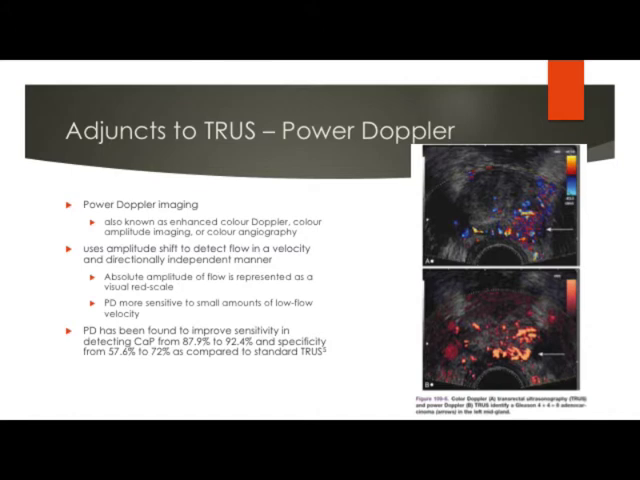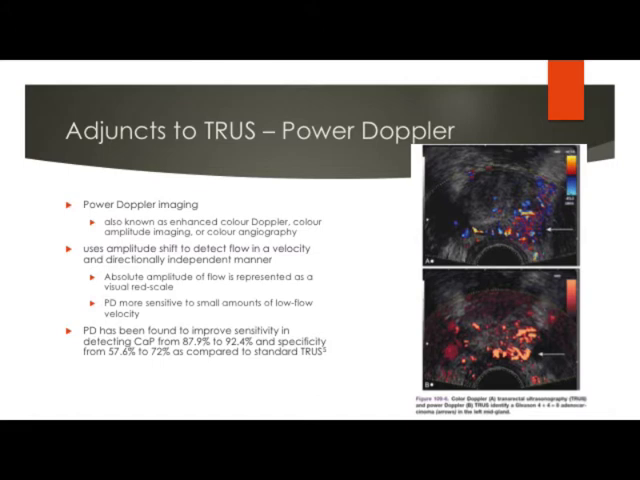Power Doppler is another kind of imaging using enhanced colour Doppler, and it looks at the amplitude of the imaging and uses that as well as the velocity and directionality to generate the image on the bottom screen. And again, you can see down here there's a potential area that shows high power Doppler. It's more sensitive to small amounts of low flow velocity, and so can be better than colour Doppler. It's been found to improve the sensitivity in detecting prostate cancer in one series from 87.9 to 92.4, and the specificity from 57.6 to 72.